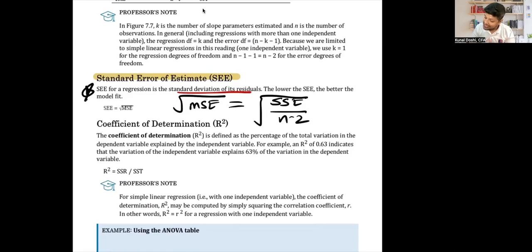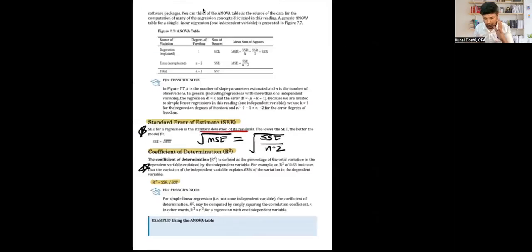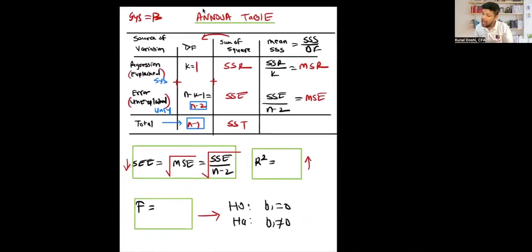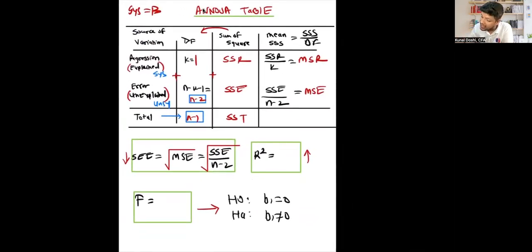That is one thing. Second thing that I told you that they will ask in exam is coefficient of determination, which is R square. R square is sum of square regression divided by sum of square total. I know it might be sounding very complicated, but let me write. R square is regression sum of square, this, divided by this, the total. So what is R square? Sum of square regression divided by sum of square total.